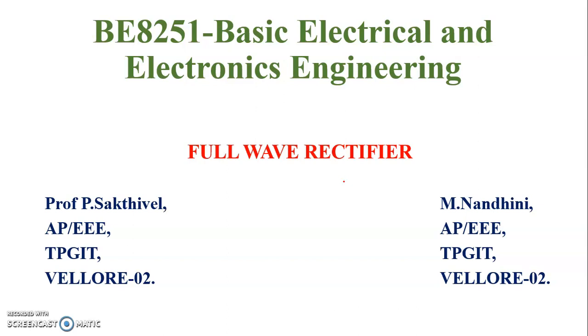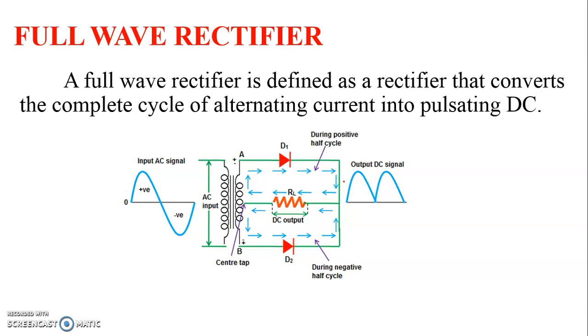This video lecture is about the full wave rectifier. A rectifier is a device which is used to convert an alternating quantity into a direct quantity. So a full wave rectifier is defined as a rectifier that converts the complete cycle of alternating current into pulsating direct current.